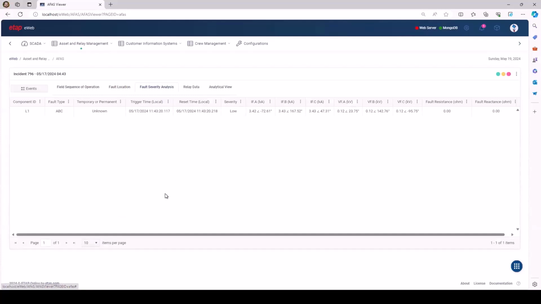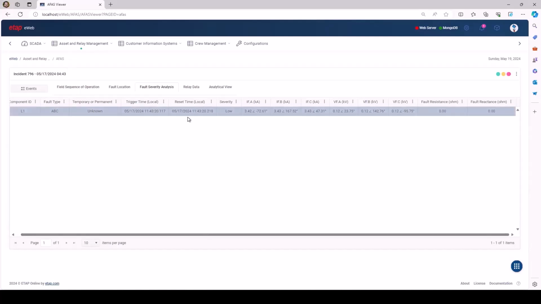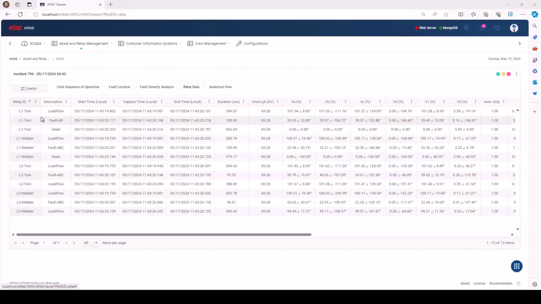The next tab is fault severity analysis. As you can see, the fault type is identified as ABC fault. So we can see here the trigger time and the end time of the fault period and the severity level, which is based on the configurable setting defined by the user. Here the severity is low, and also the fault current and fault voltage are calculated and shown here, and also fault resistance estimation. In the relay data, AFAS segments the disturbance record into pre-fault or load flow, fault period, and post-fault period.